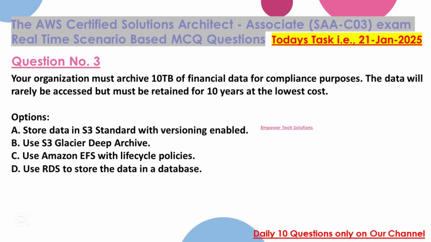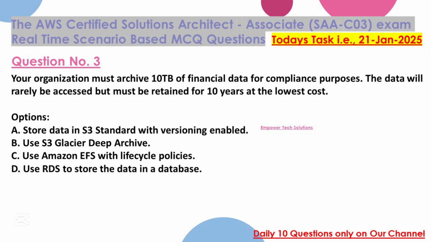Your organization must archive 10 terabytes of financial data for compliance purposes. The data will rarely be accessed, but must be retained for 10 years at the lowest cost. Options: A. Store data in S3 standard with versioning enabled. B. Use S3 Glacier Deep Archive.